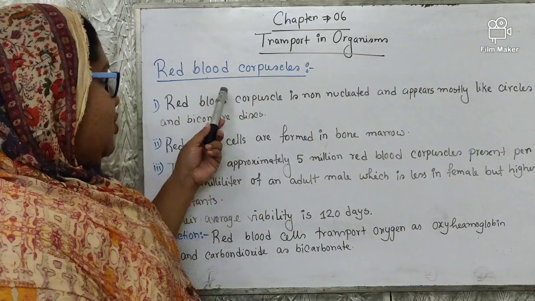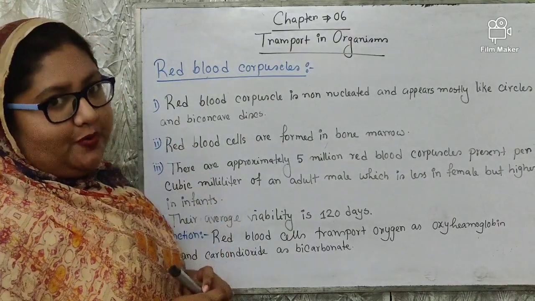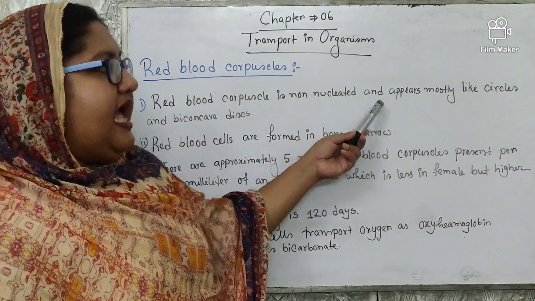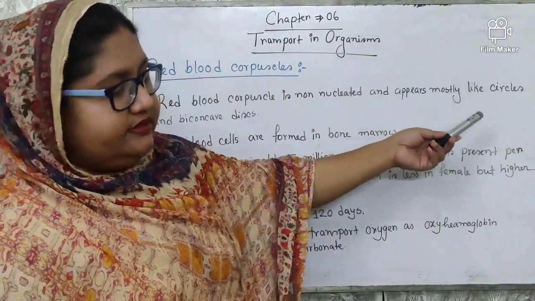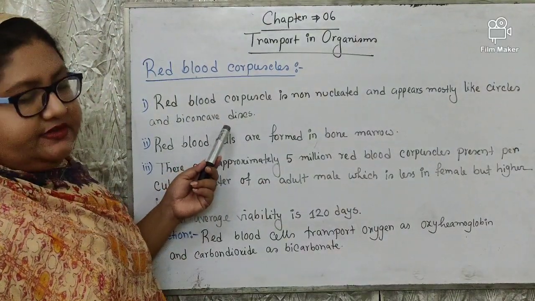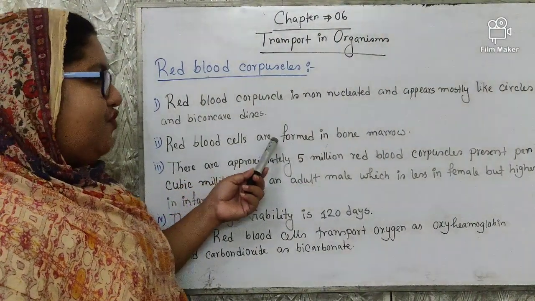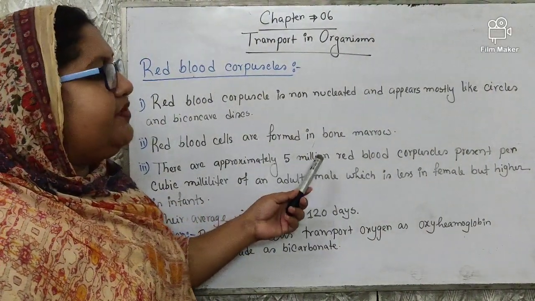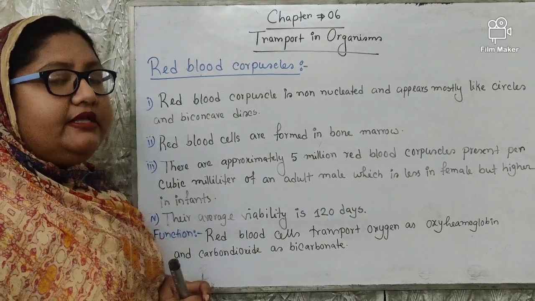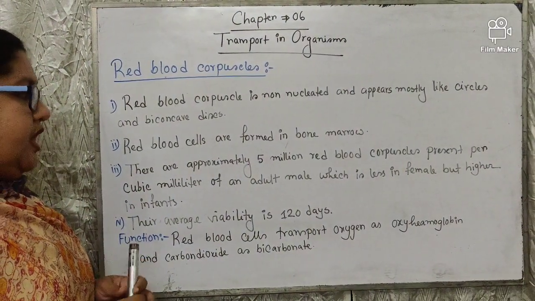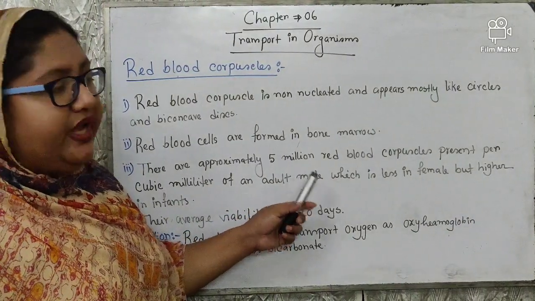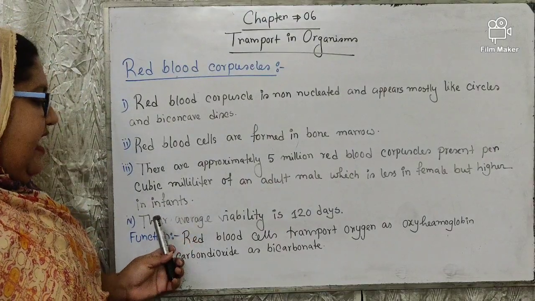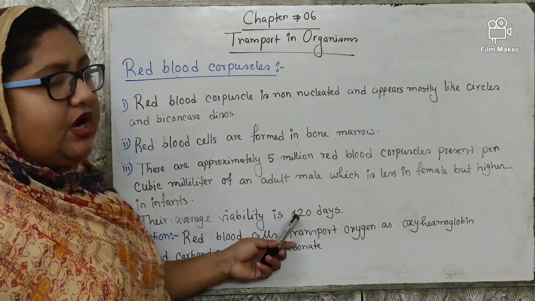Red blood corpuscles. The characteristics of red blood corpuscles are: red blood corpuscles are non-nucleated and appear mostly like circles and biconcave discs. Red blood cells are formed in bone marrow. There are approximately 5 billion red blood corpuscles present per cubic millimeter of blood in an adult male, which is less in female but higher in infants. Their average viability is 120 days.